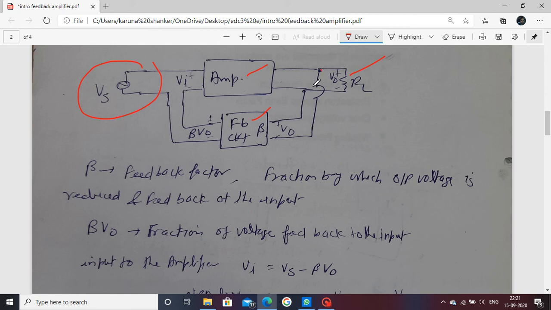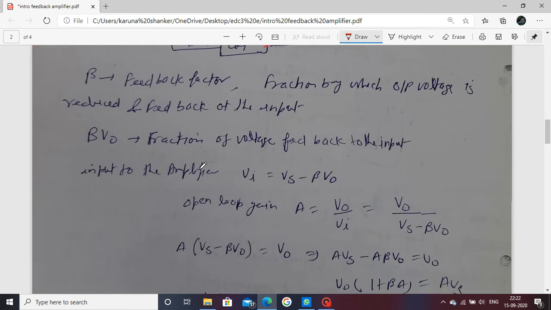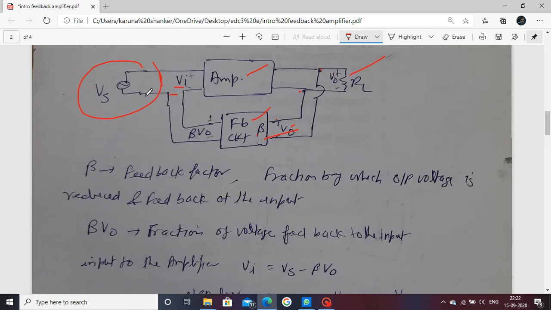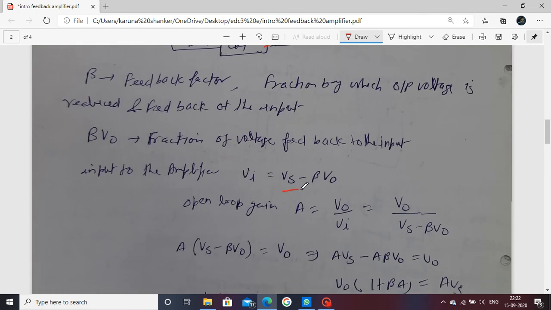This is the parallel combination, meaning whatever the output is, it appears across the feedback network. This feedback network works as the input. Next, the output is multiplied by beta. Vβ naught is the output of the feedback, and this is your Vs. Both signals are subtracted, and then your Vi comes. Now you see here Vi is equal to Vs minus Vβ naught.